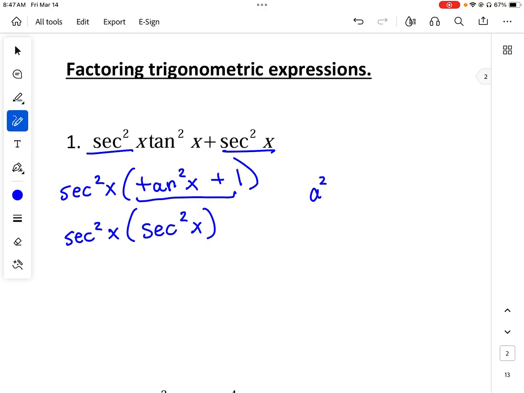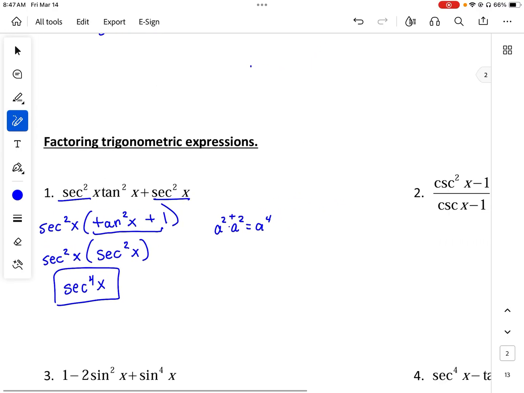Okay, so this is just like if I say a squared times a squared. I add my exponents, so it's a to the 4th. So this is secant to the 4th x, our simplified version.